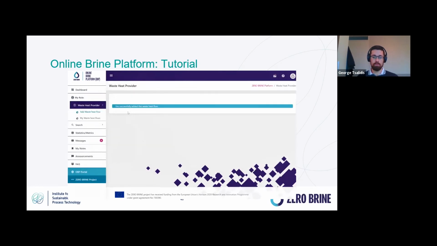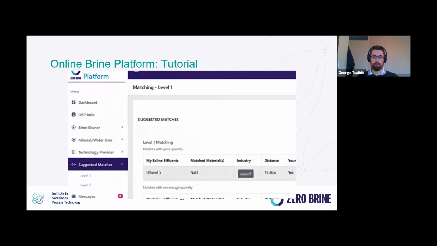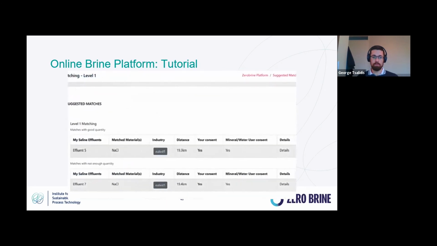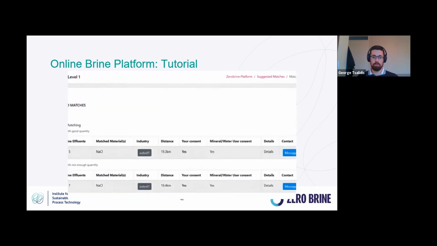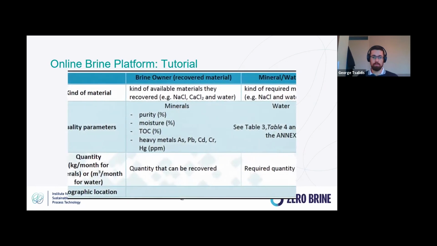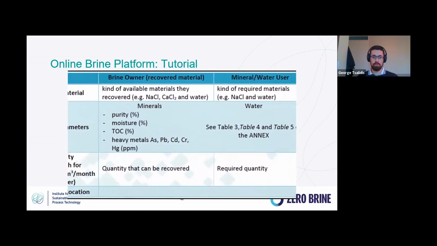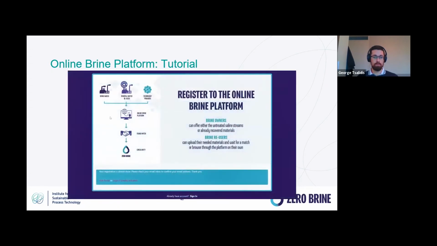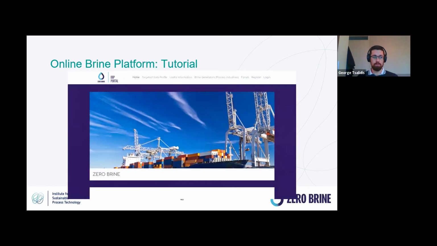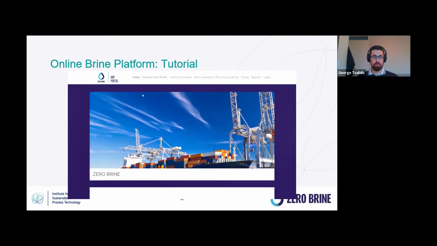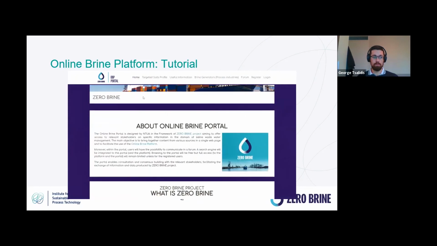Once you have filled in the respective data, on the side menu, a Suggested Matches tab will appear. Level 1 matches are good quality. Other matches will also be recommended, even if quantity of resources is limited. You will then be allowed to message these users directly. In addition to the online BRINE platform, the online BRINE portal, which is also accessible at the bottom of the online BRINE platform webpage, is an additional resource to support technical aspects of brine stream and valorization opportunities.